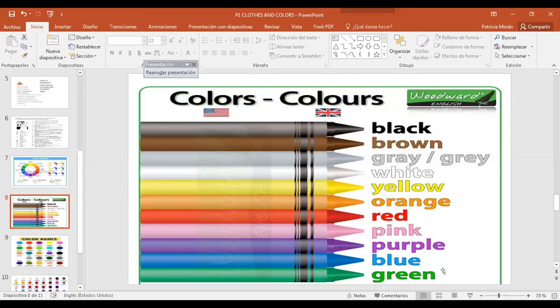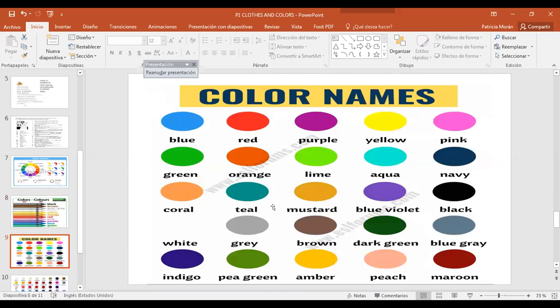Here I have more. We have black, brown, gray, and grey. Vean que se pronuncia igual, solo que en British English you write it with an A and in American English with an E, but it's the same. White, yellow, orange, red, pink, purple, blue, and green. And here we have very sophisticated colors. For example, blue, red, purple, yellow, pink, green, orange, lime, aqua, navy, coral, teal, mustard, blue violet, black, white, gray, brown, dark green, blue gray, indigo, pea green, amber, peach, maroon.